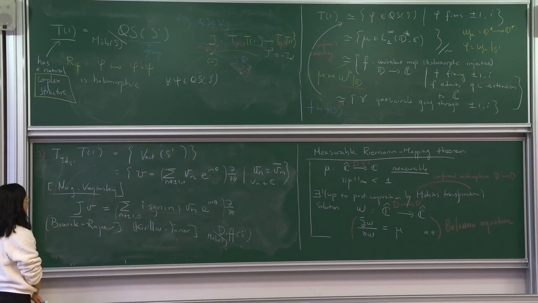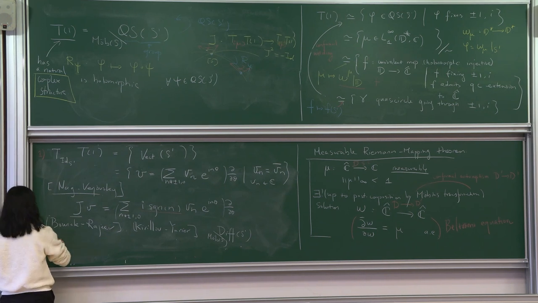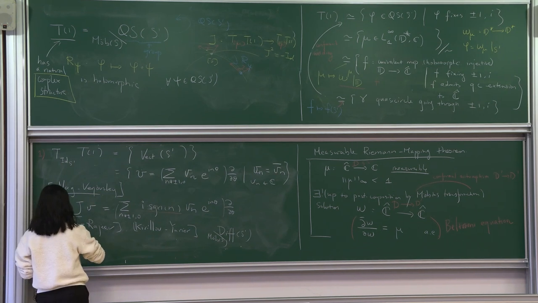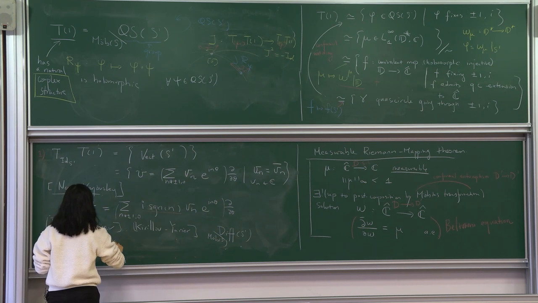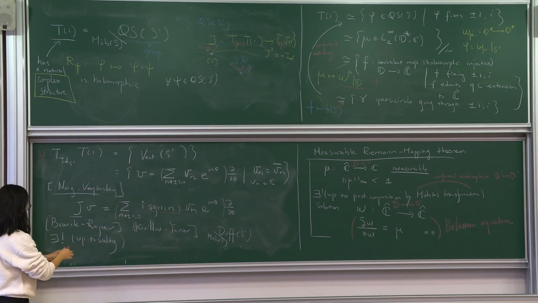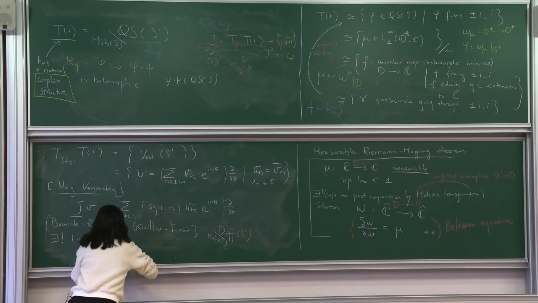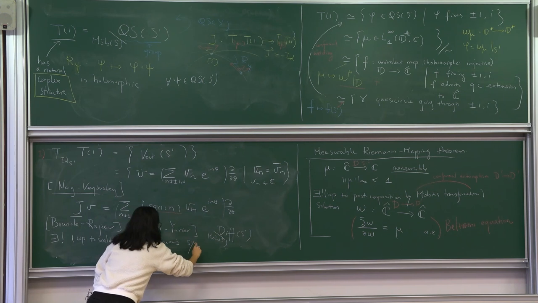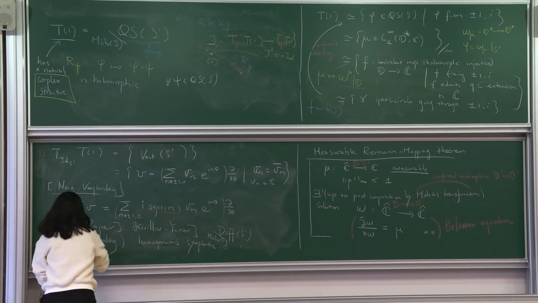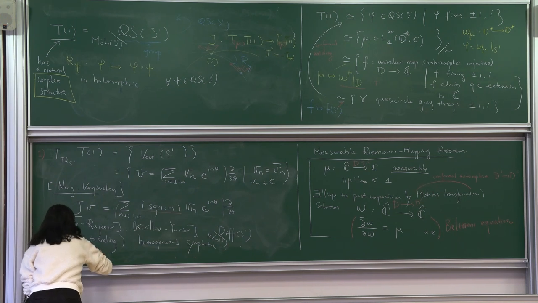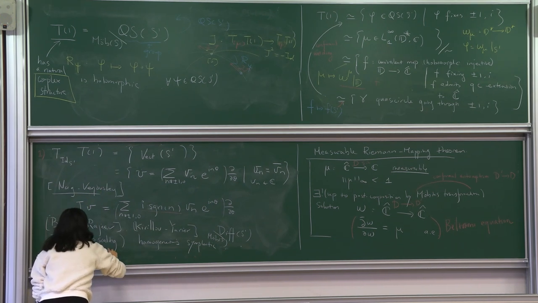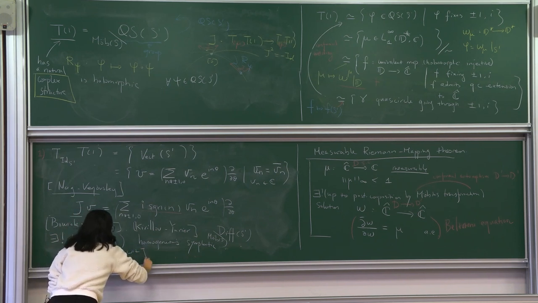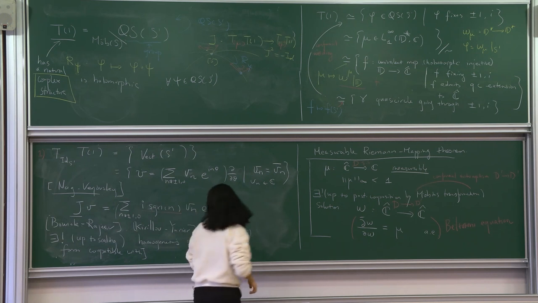They show that there exists a unique, up to scaling, homogeneous symplectic form which is compatible with this J. What do I mean by that?